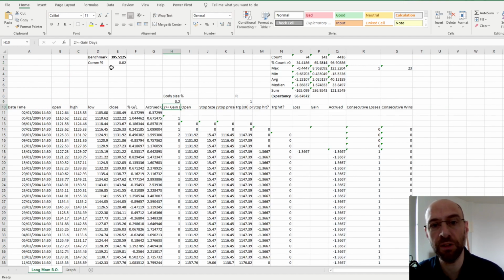Of course, your first benchmark is just you buy and hold. If you're buying on the first day of 2004 and hold it all the way to the end of July 2021, this would be your gain in percentage.